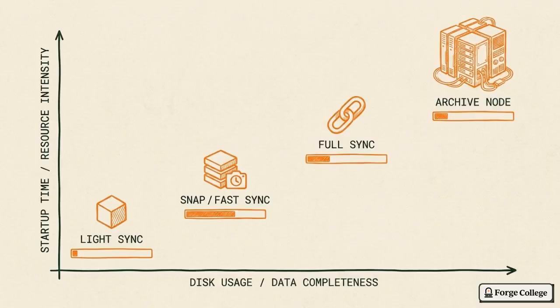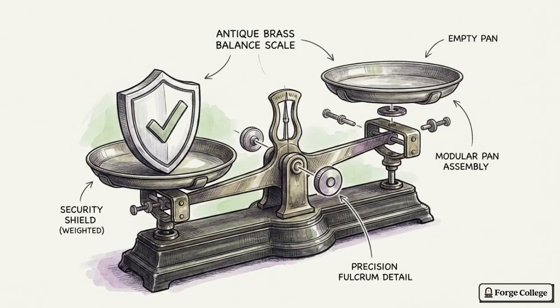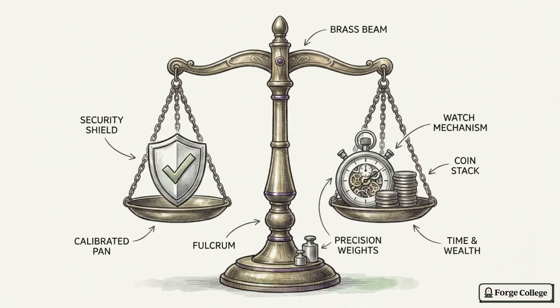To manage Ethereum's heavy history, choose a sync mode. Full sync processes everything, taking days. Fast sync uses snapshots for quick setup. Light sync relies on peers for small devices. An archive node stores every detail, requiring massive space. Your choice of sync mode is a balance between how much you trust others, how fast you want to start, and how much you want to spend on hardware.